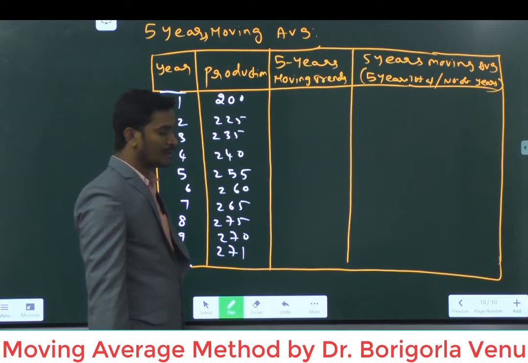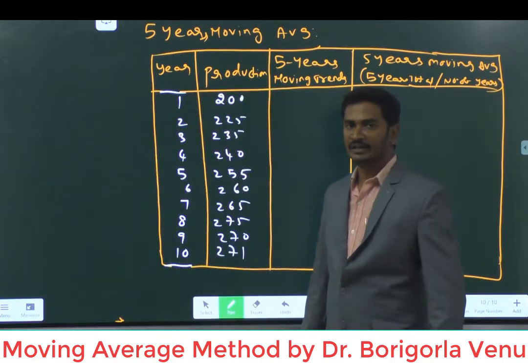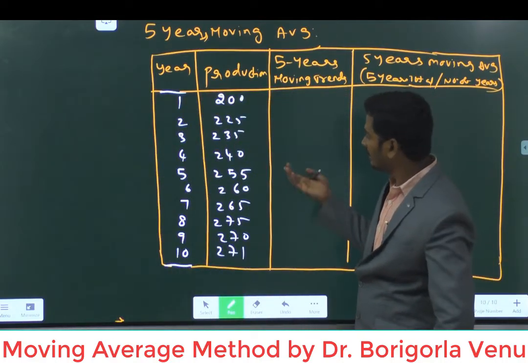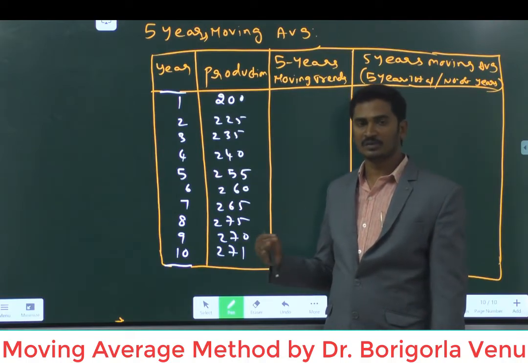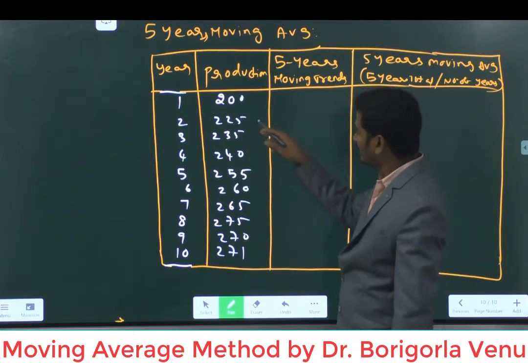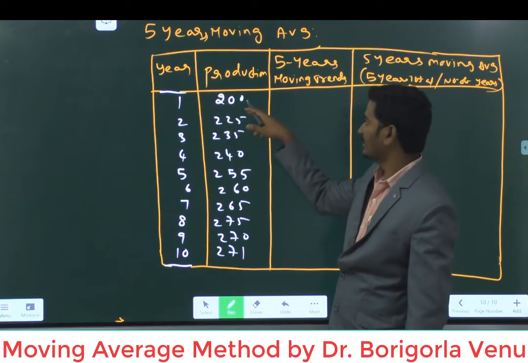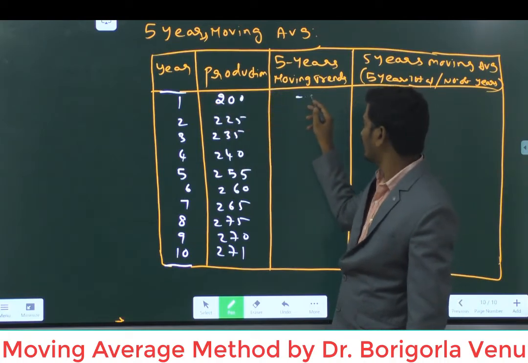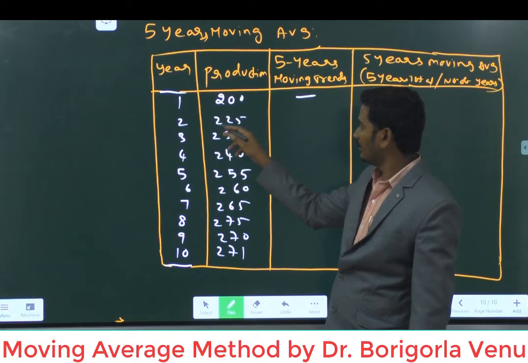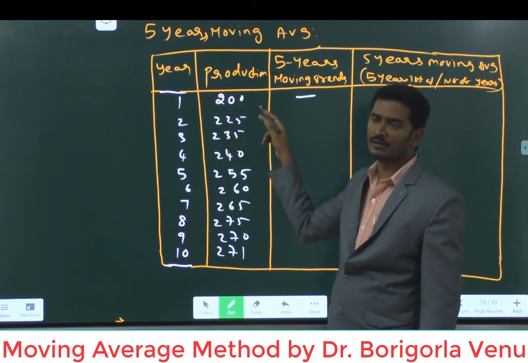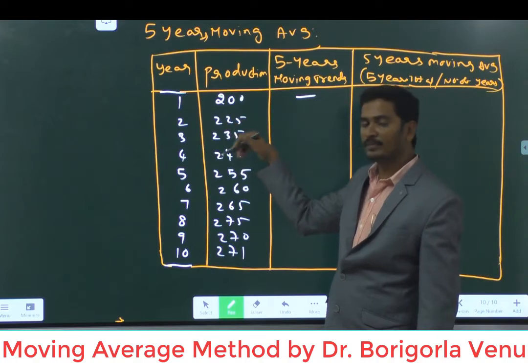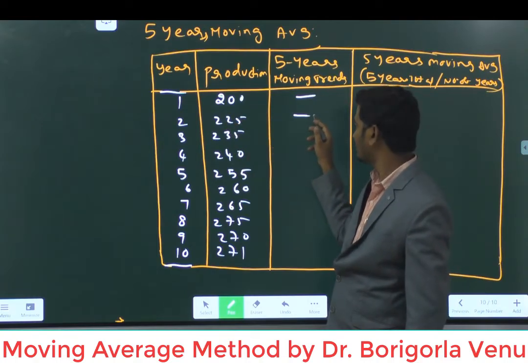Now here we are going to calculate the 5 years moving trend. In this 5 years moving trend we calculate based on the previous 2 years and next 2 years. For example, first we come to the first year. Here there is no previous data, so we simply put a hyphen. Coming to the second year, previously we have only 1 year of data, so we are constrained. We require the previous 2 years data. Here also there is no data.